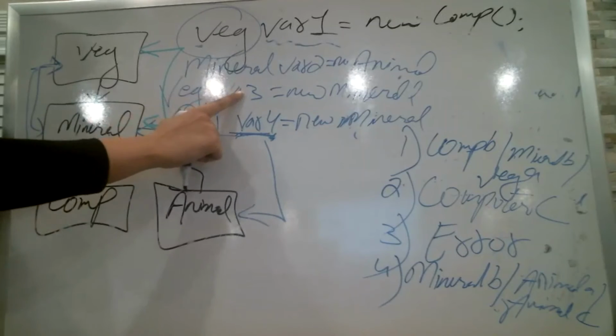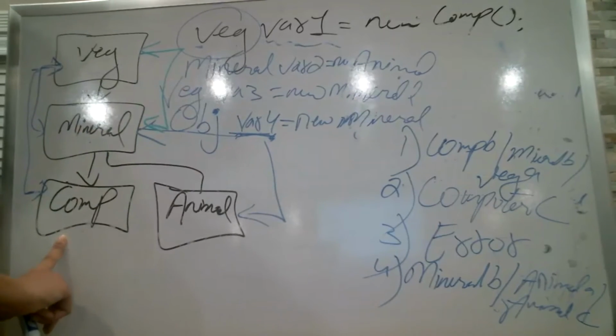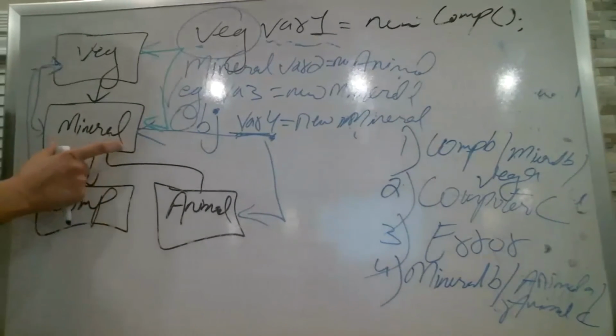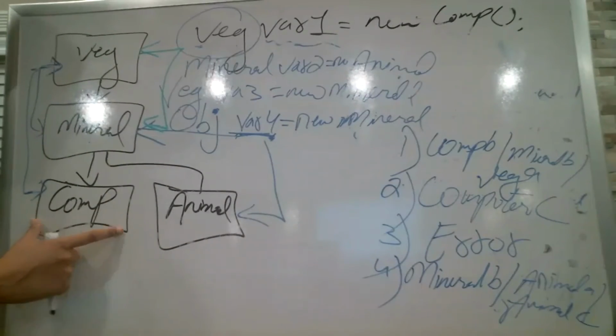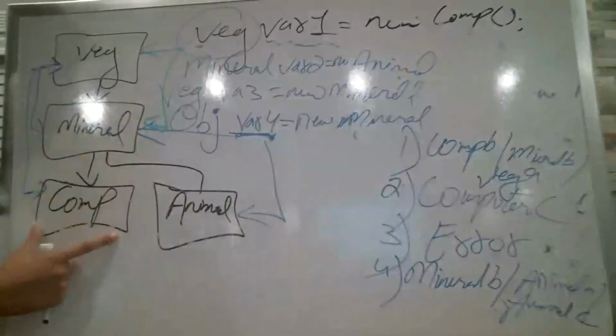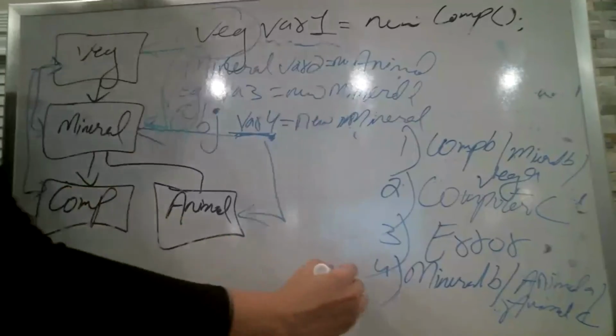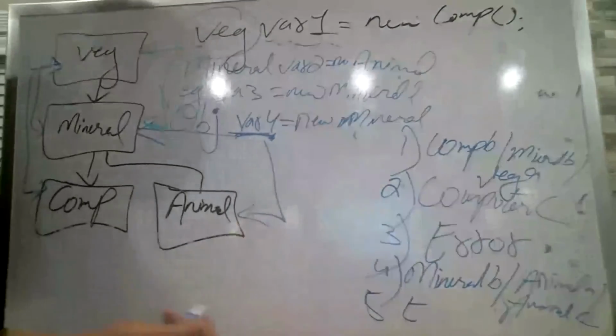You're typecasting var3 with computer. No, it's not a valid typecast because even one step down of your scope is still mineral. One step down of your scope is an error. So your answer is an error. We call it too far down the tree.